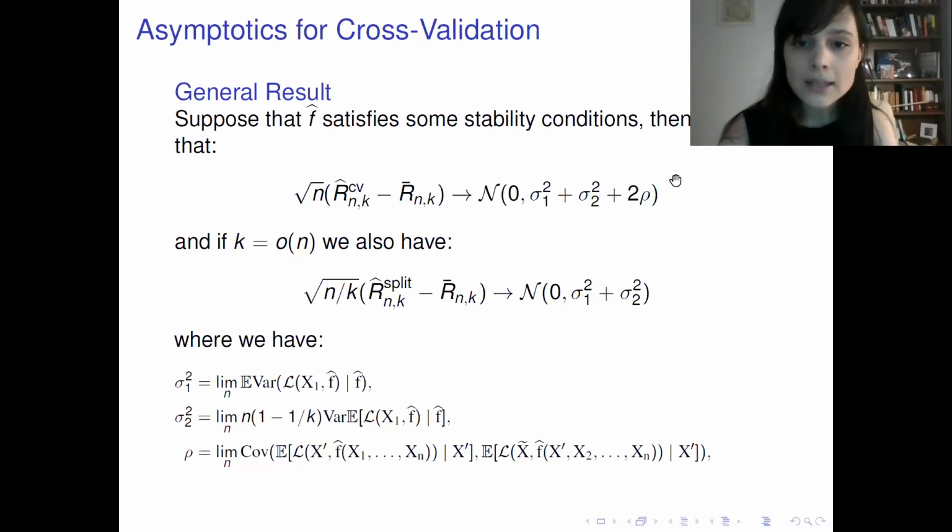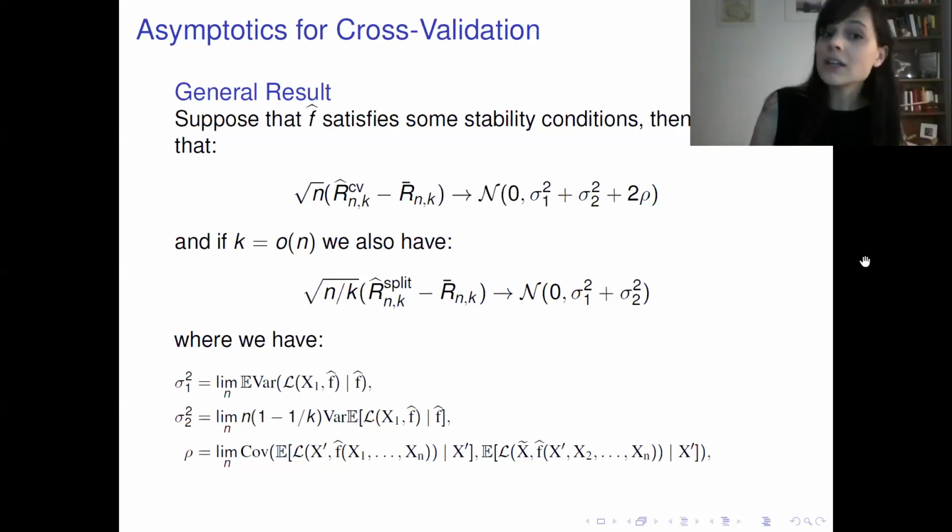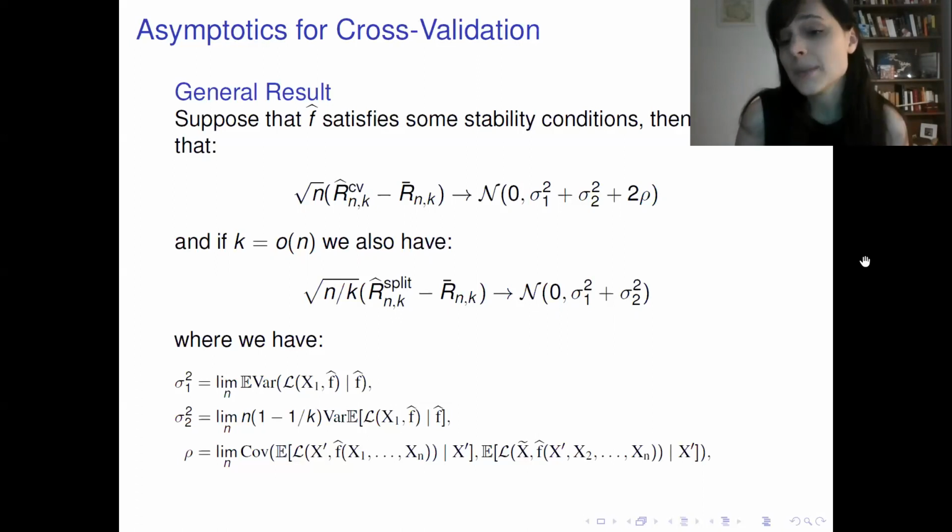Please note here that the two asymptotic variances are not exactly the same. There's this additional element rho, covariance rho, in the asymptotic variance of the cross-validated risk. This is coming from the dependence between the different splits. If rho is equal to 0, then doing k-fold cross-validation is like having k times more data. If rho is positive, then it's like having less than k times more data.